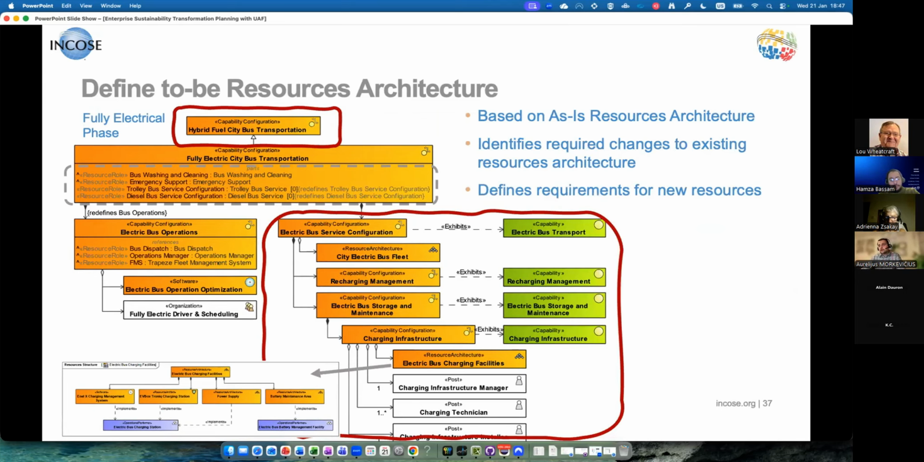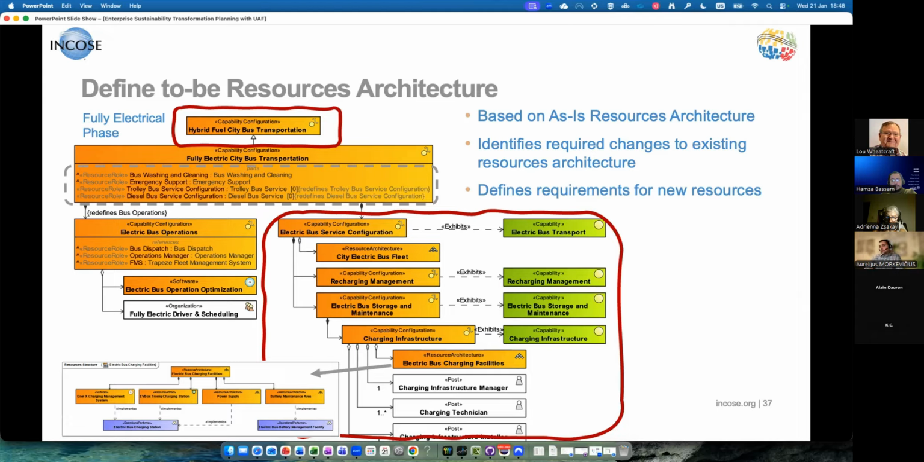And the same on the resources side. So we need to deploy charging stations. We need to deploy a new software, which is here called Electric Bus Operation Optimization, where we really need to take into account the charging, and we really need to make sure that the buses get charged enough to go from one destination to the other, and at the same time also ensure that we meet the schedule, right?